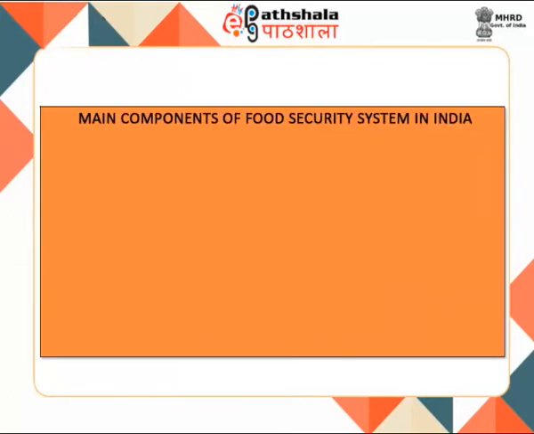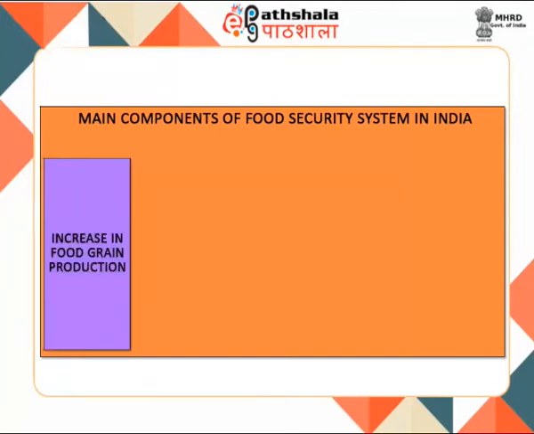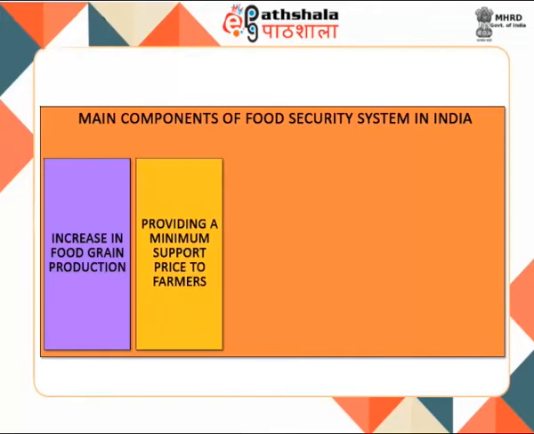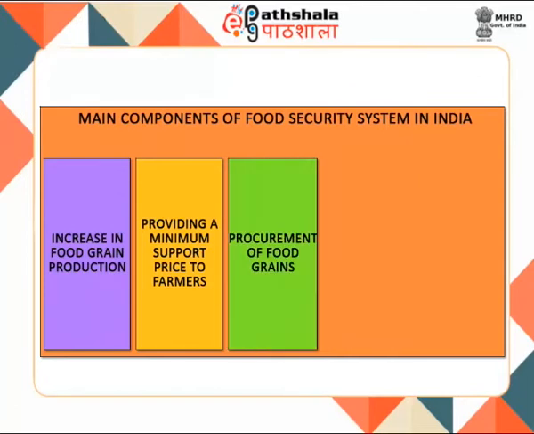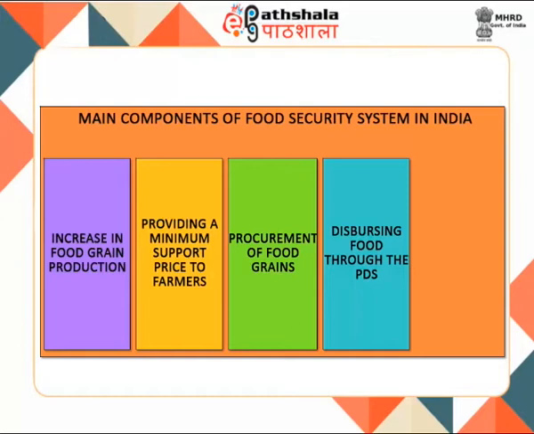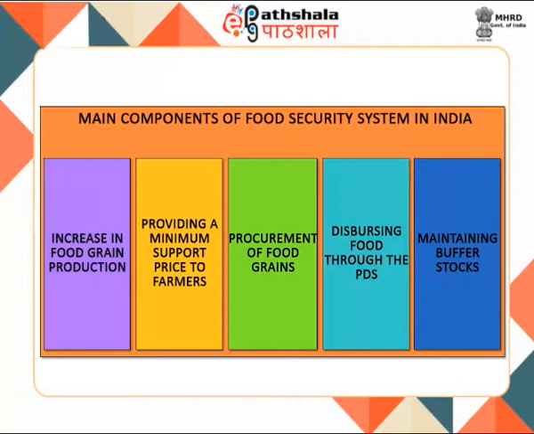The main components of food security system in India comprise increase in food grain production, providing a minimum support price to farmers, procurement of food grains, disbursing food through the public distribution system, and maintaining buffer stocks. This policy has been formalized in the form of the National Food Security Act passed in September 2013.